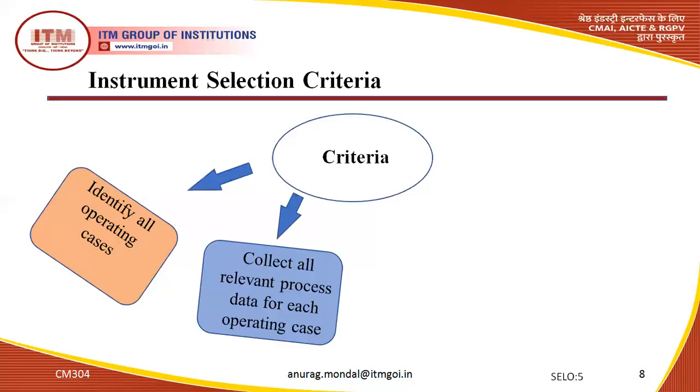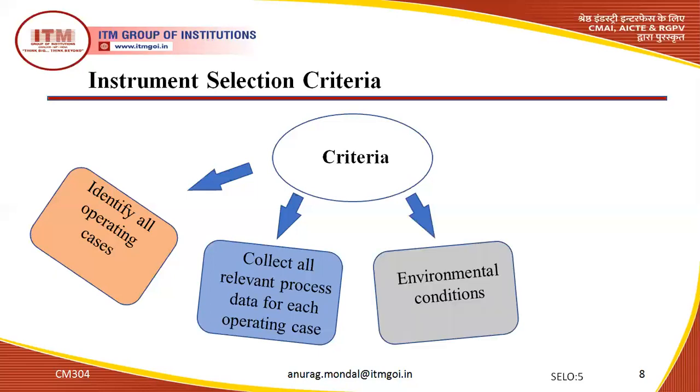The second criterion is to collect all the relevant process data for each of the operating cases. Once we know what the operating cases are, we need to collect all the data, such as what the value of that particular detector is when a particular operating case applies. Based on all that data, finally we can choose a particular instrument.